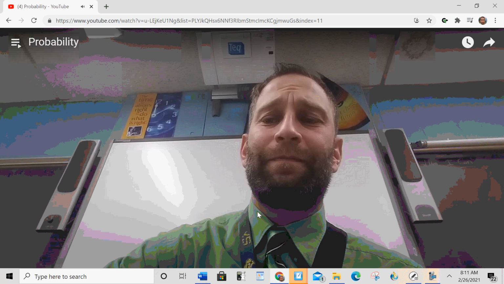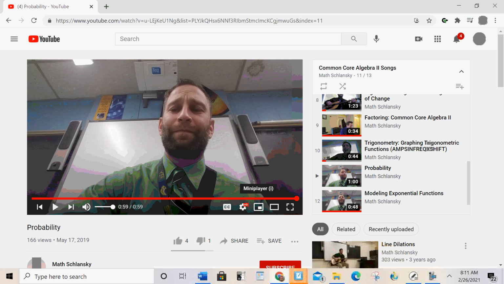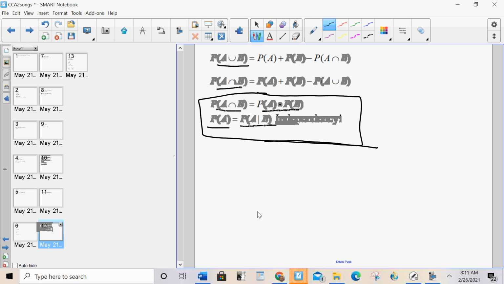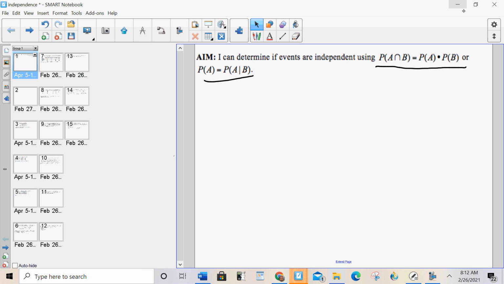So, again, these are the formulas that you need to know for this unit. The two top ones we're going to talk about in the next lesson. And for independence, we have P of A and B equals P of A times P of B, and P of A equals P of A given B for independency. Now, which one should we use? When you have a choice, I like to use this one, and I'll show you why, but I'll show you both methods.